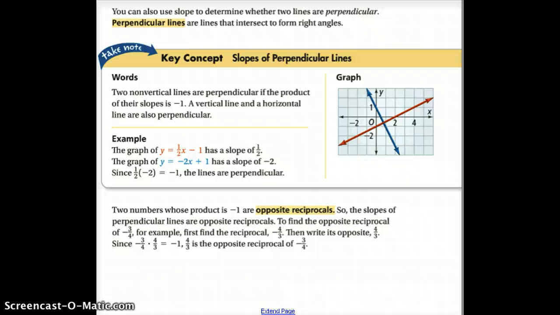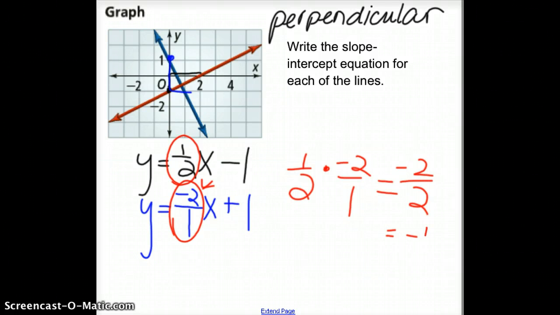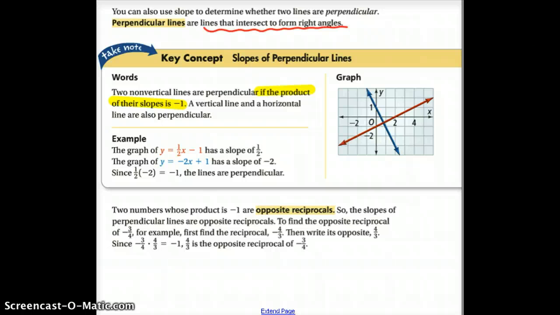All right, we already know they are lines that form right angles. Two non-vertical lines are perpendicular if the product, meaning multiplying, of their slopes is -1. Let's go back and see these slopes. If I have 1/2 and I multiply this slope, -2 over 1, -2 over 2, this equals -1. All right, it follows the rules that our book tells us.